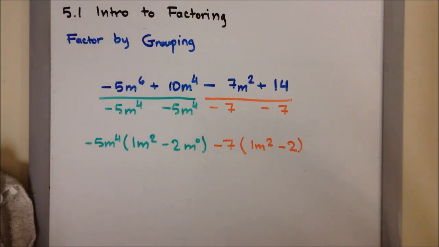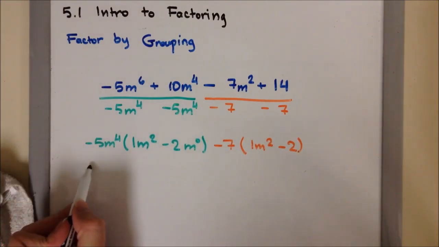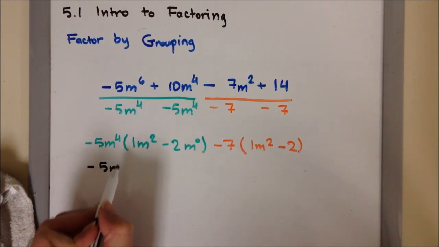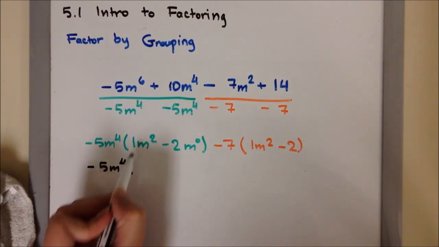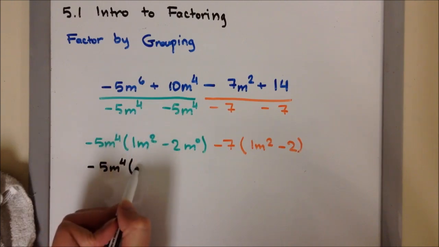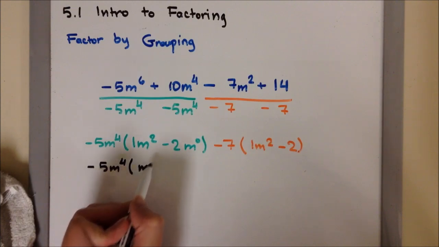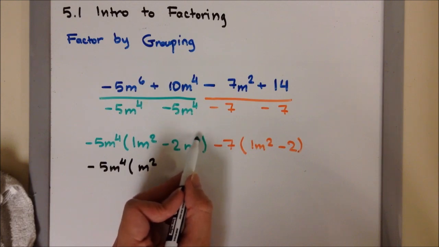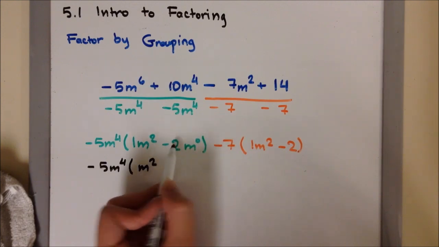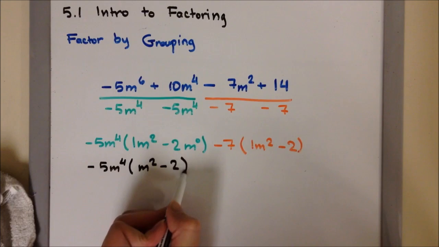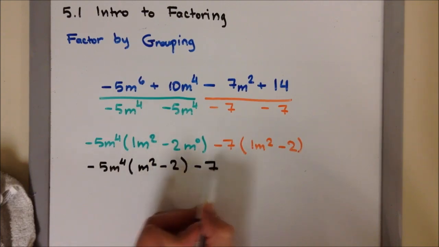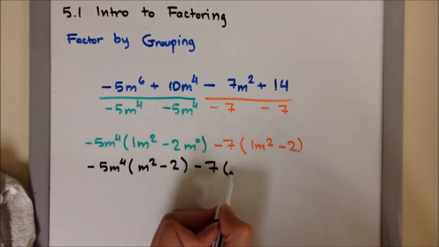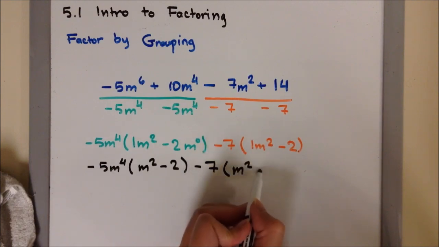Alright, now I'm going to simplify. This will stay the same, negative 5m to the 4th. Since it's just 1m squared, I don't need to write that 1. It's alright if you leave it, but you don't need to, so m squared. And then, since that is m to the 0th power, which changes into 1, 1 times negative 2 will be negative 2. And then negative 7, which doesn't change. Since it's 1m squared, it just means m squared. And then minus 2.